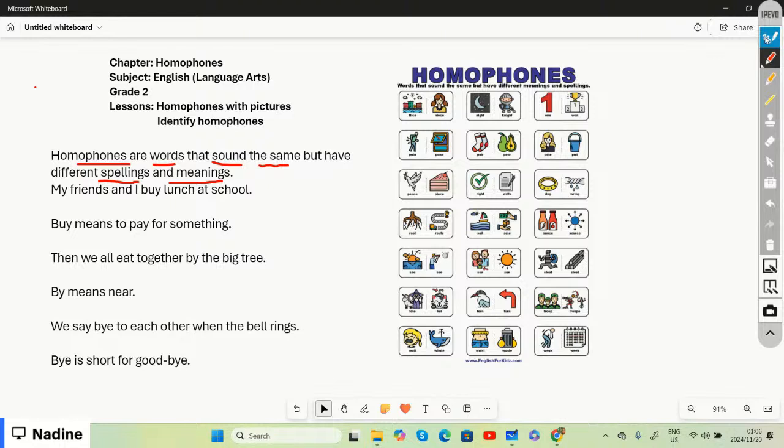So homophones are words that sound the same. So you can get different words, right? But these words sound the same. So as much as the spelling is different, the way you say it sounds the same. So they sound the same, but the spelling and the meaning is different. That's homophones.